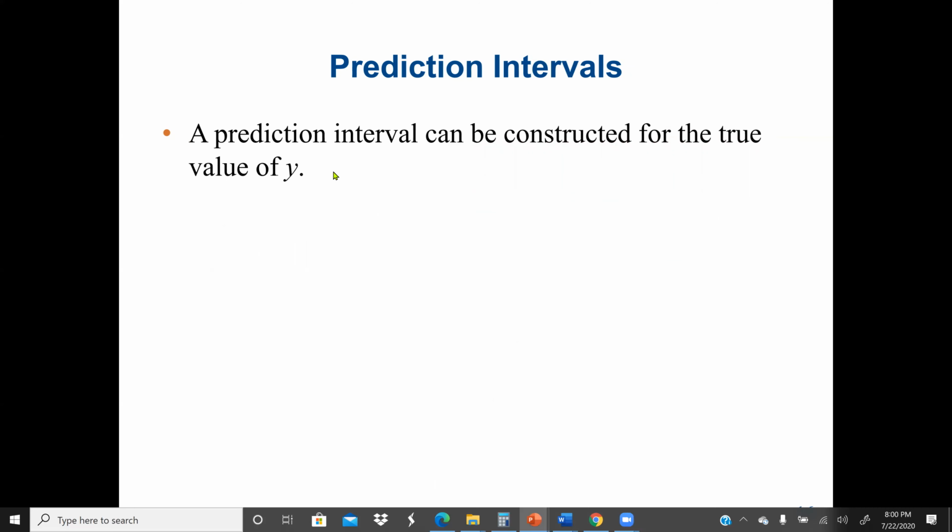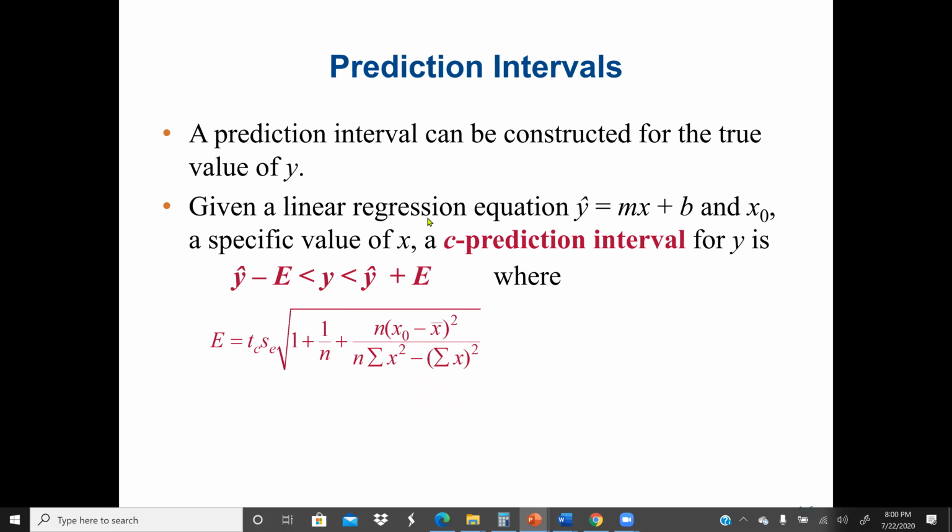Now, a prediction interval can be constructed for the true value of y. Given a linear regression, y caret equals mx plus b, and also a specific value of x, the c prediction interval for y is, remember, E is like our error, so it will be y caret minus E to y caret plus E. That's the interval. The c prediction interval for y is between the prediction minus and plus the error. So how do we find E?